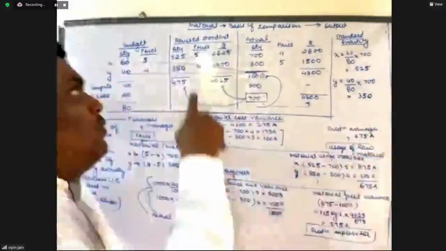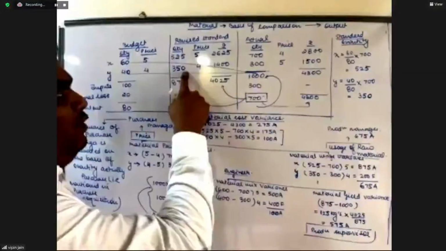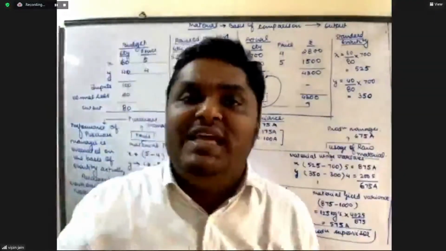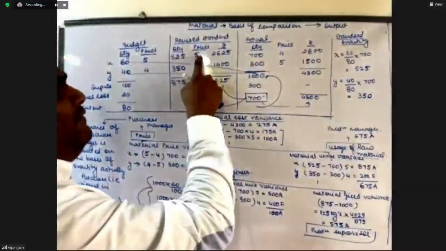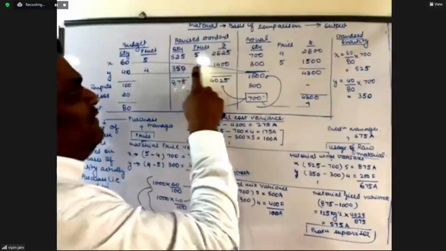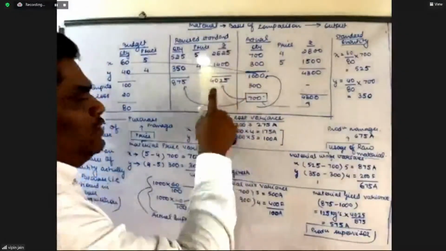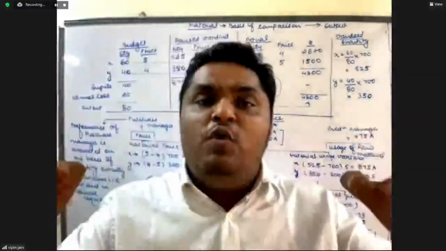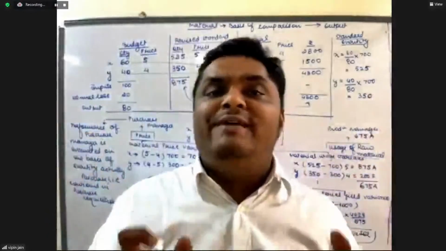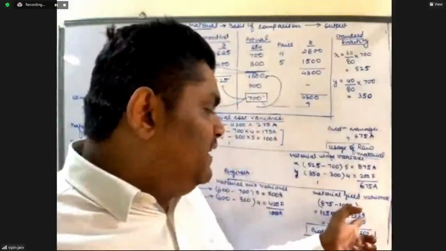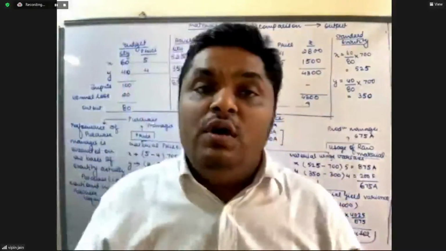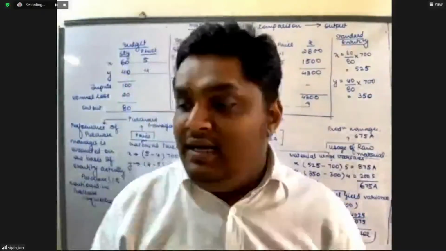Because again, the quantity also plays an important role. So the best approach is to take the weighted average price. How come weighted average price? 525 into 5, 2625. 350 into 4, 1400. 4025. So 4025 is the total cost of 875 units. So how much will be the proportionate cost of 125 kg? 575. So this is what we call material yield variance.